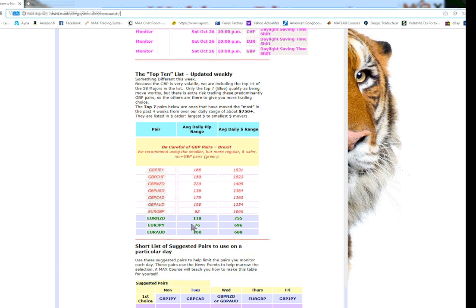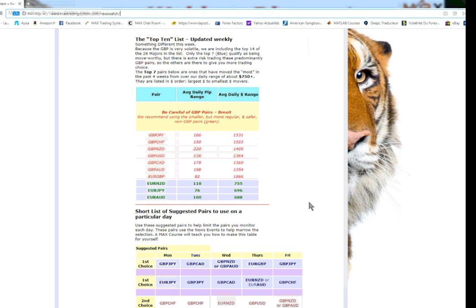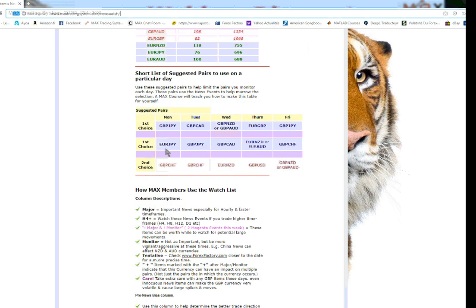Then when we match that top 10 list of pairs with the news releases, we get a suggestion for each day of the week, and for each day of the week we have a subset list of pairs. For example, last Monday, the pairs we were suggesting to follow, to monitor and to possibly trade, were the pound yen, the euro yen, and the pound Swiss, depending on the news release, and so on for each day of the week.